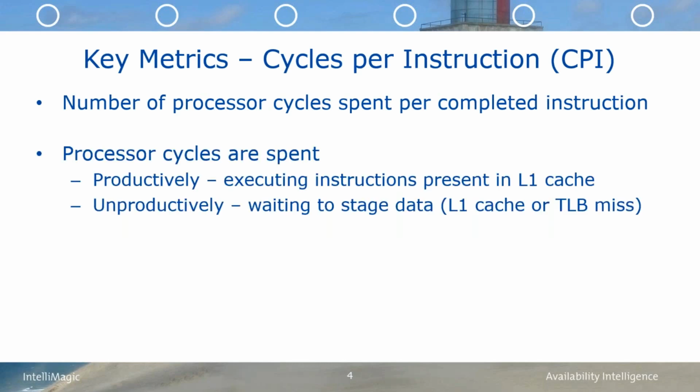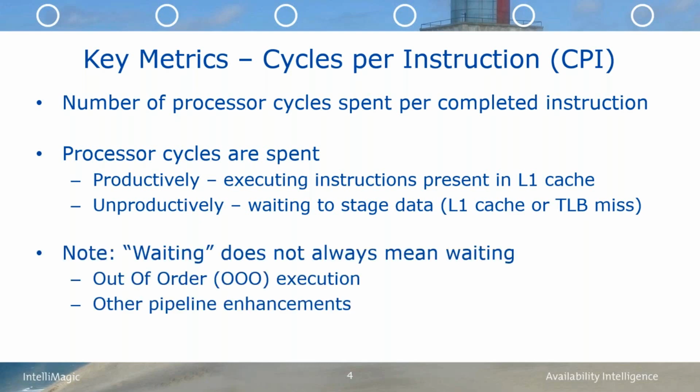And conceptually, processor cycles are spent either productively, executing instructions and referencing data that's present in level 1 cache, or unproductively, waiting to stage data as a result of level 1 cache or translation look-aside buffer misses. So keeping the processor productively busy executing instructions is highly dependent on effective utilization of processor cache. Now I said conceptually a moment ago because even while waiting to stage data, Z processors leverage out-of-order execution and other types of pipeline optimizations behind the scenes, seeking to minimize that unproductive waiting.